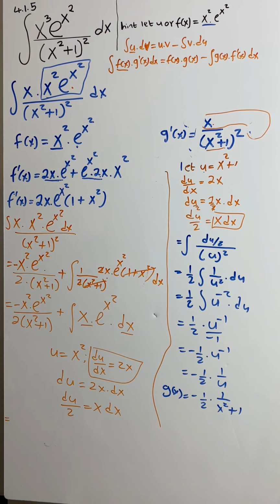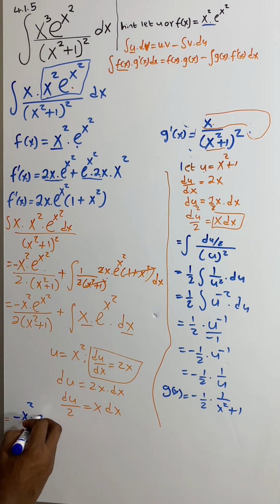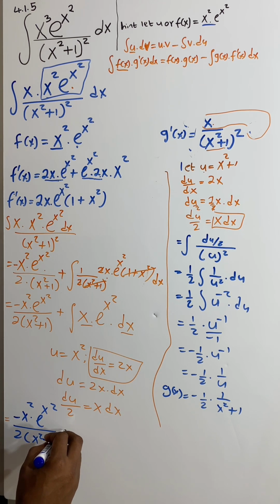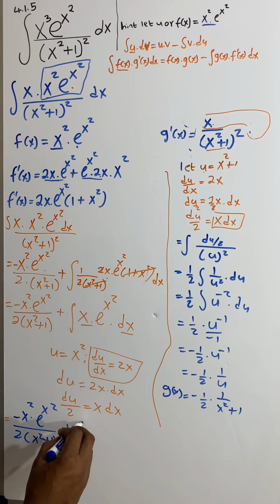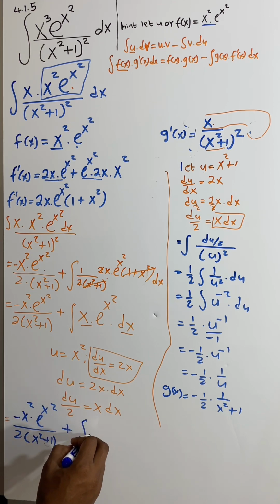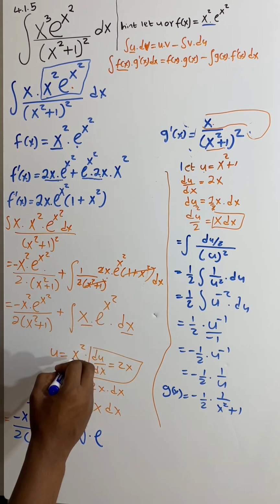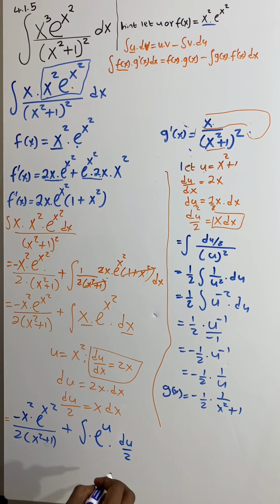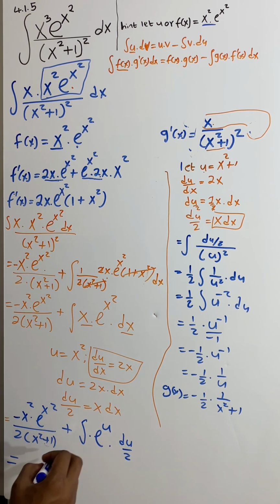So we still have that negative x squared multiplied by e to the power x squared over 2 multiplied by x squared plus 1, plus the integral of the x dx will be replaced by du over 2, and the e to the power x squared will be replaced by e to the power u multiplied by du over 2, and from here we will integrate e to the power u.